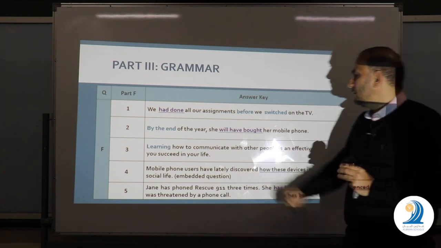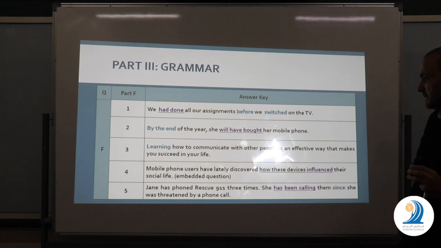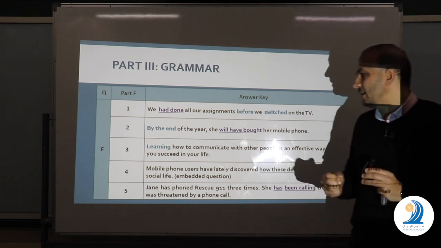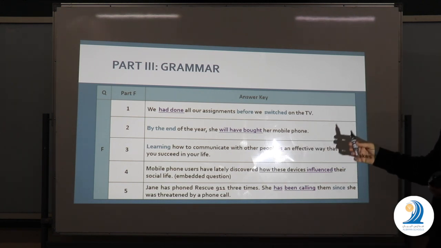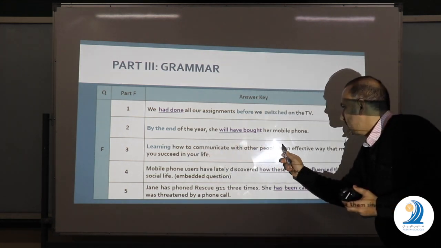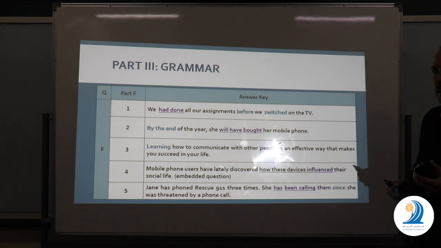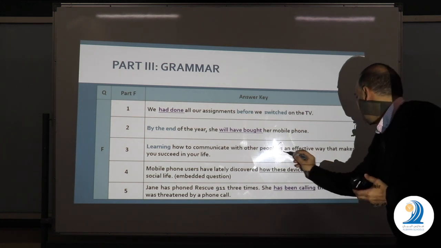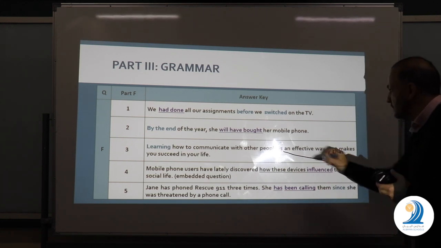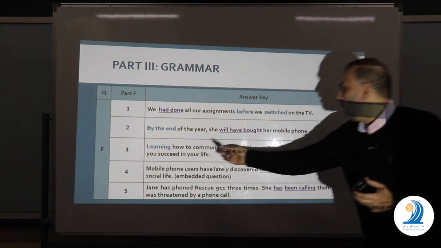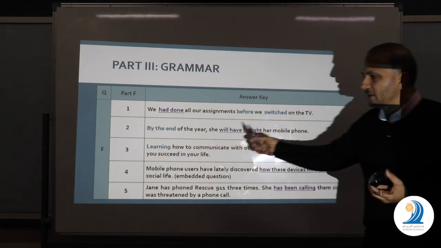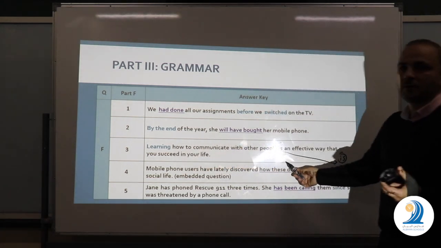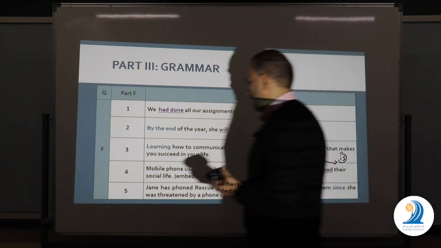Learning how to communicate with other people is an effective way that makes you succeed in your life. So here, as we have it, learning is. Of course, it's really is the word here, as you can see. So learning is an effective way. What is an effective way? Learning how to communicate. It should be with subject-verb agreement, a singular subject with a singular verb. So it's not are as we have it in the text.